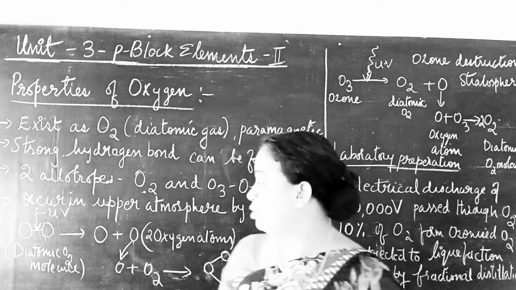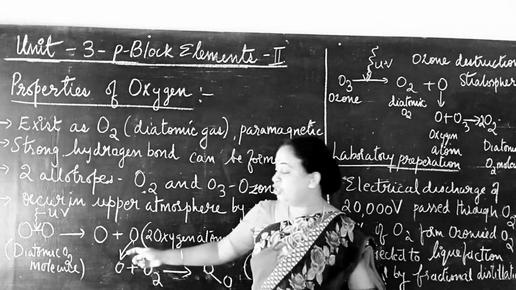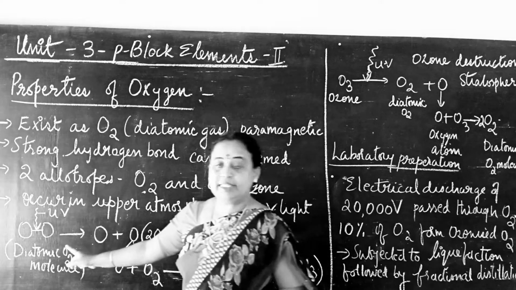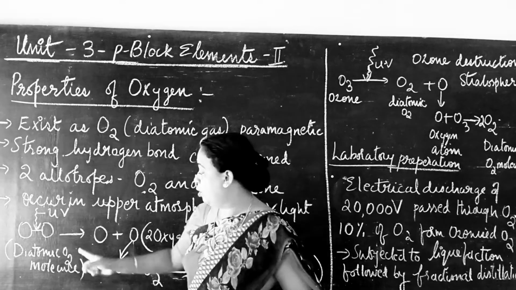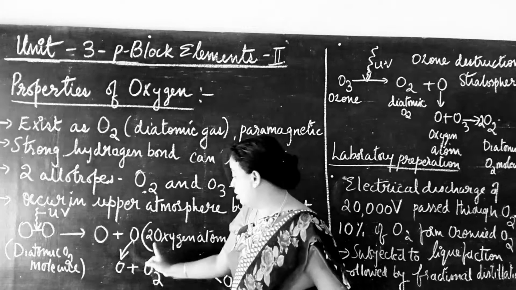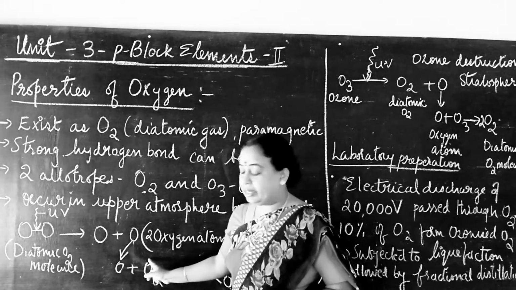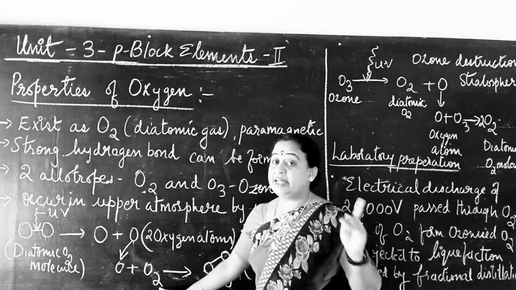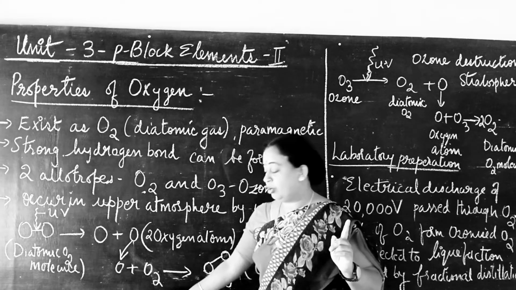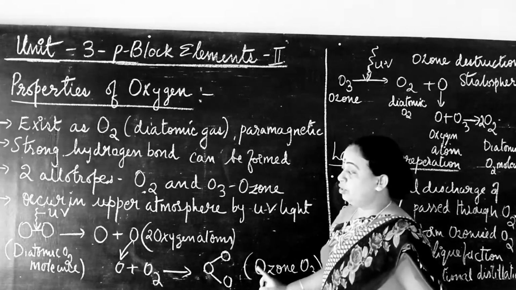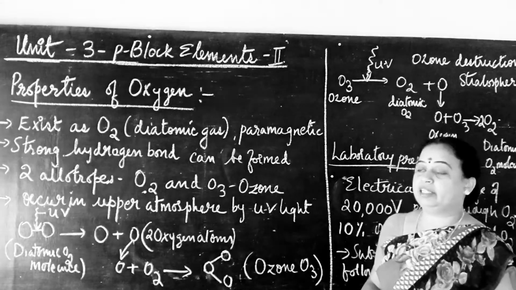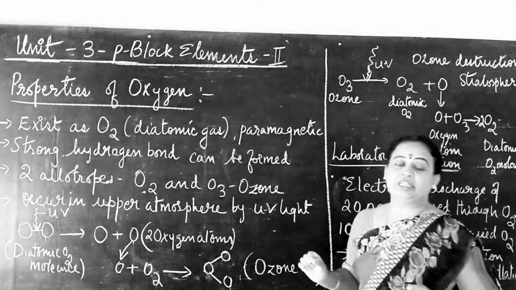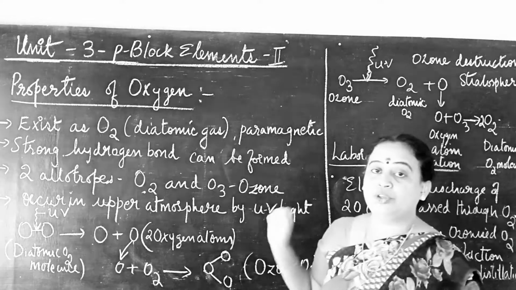So how is this ozone formed? You can see here, the diatomic oxygen molecule in the presence of UV light splits into oxygen atoms. Two oxygen atoms are formed, and one oxygen atom combines with another diatomic oxygen molecule and forms ozone. So this is the formation of ozone in the upper atmosphere, the stratosphere region, in the presence of UV light.